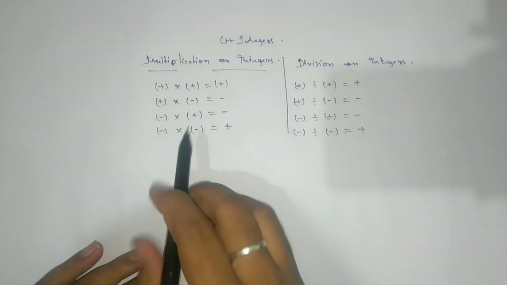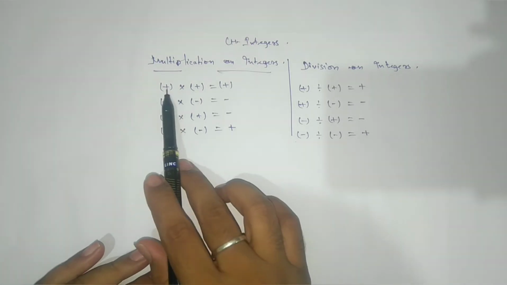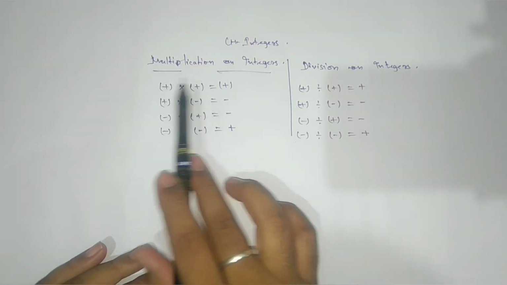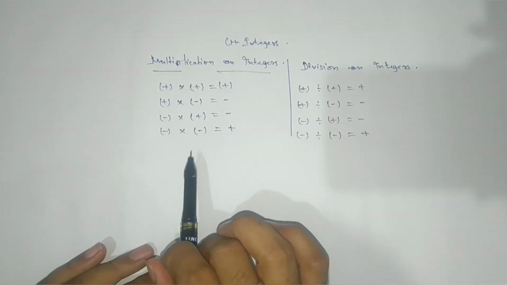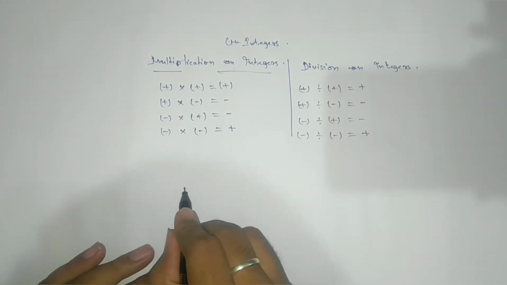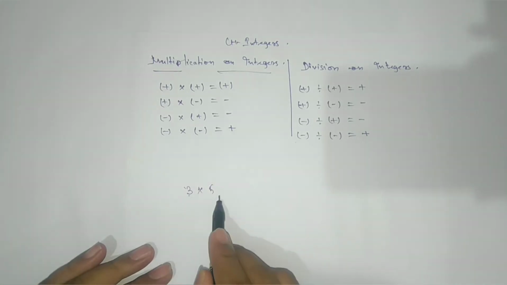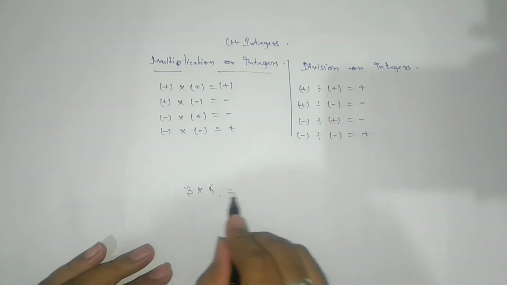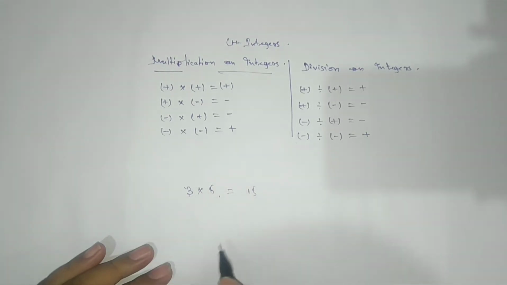Okay, so what you can see is minus into minus, what does it mean? If you take two positive integers, then your result will be a positive integer. For example, we'll take 3 into 5. You can say that 3 is positive and 5 is also positive. If you multiply here, you will get 15, and the symbol will remain the same, which we have already done in junior class.